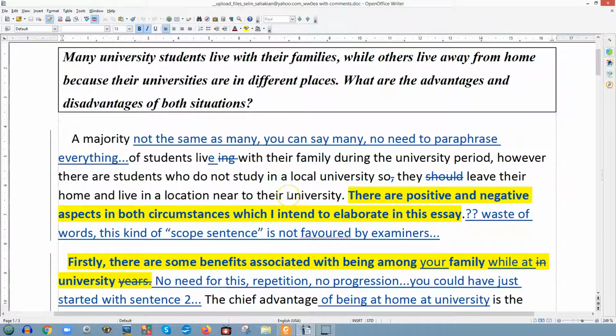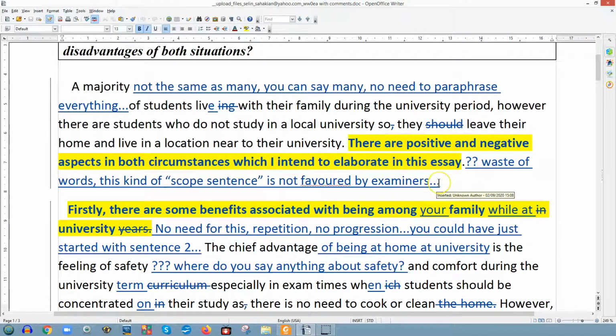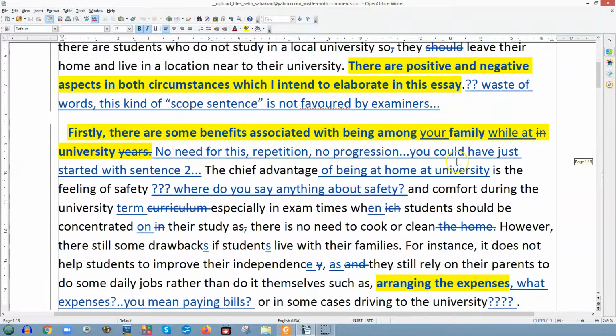Pronoun or synonym. Positive and negative aspects in both circumstances, right? This is a waste of words. This kind of scope sentence, as it's often called, is not favoured by examiners. We know you're going to do this. Why don't you simply answer the question? In my view, some good things about this are, however, some drawbacks could be. That's better than wasting words in that kind of a sentence.